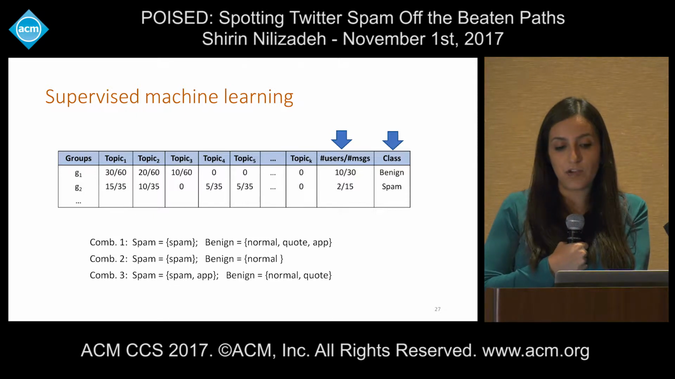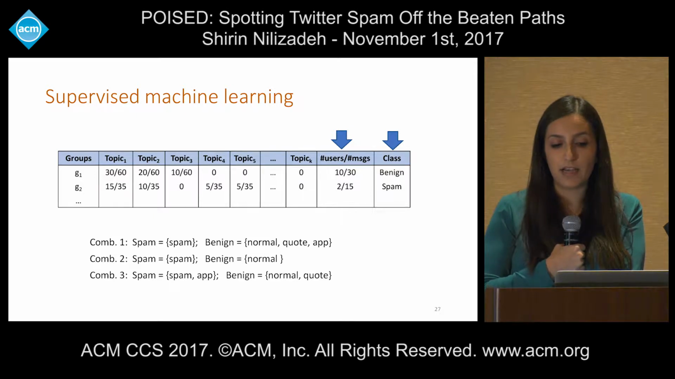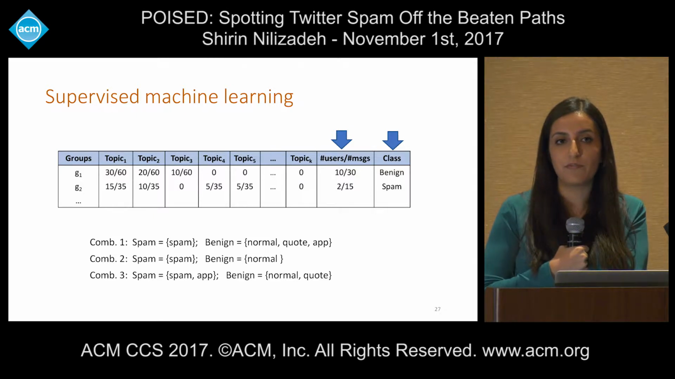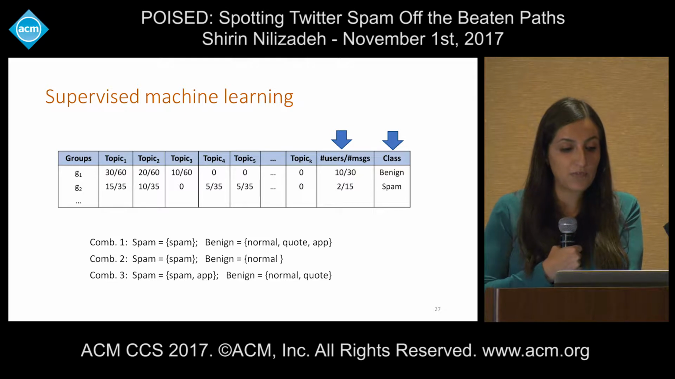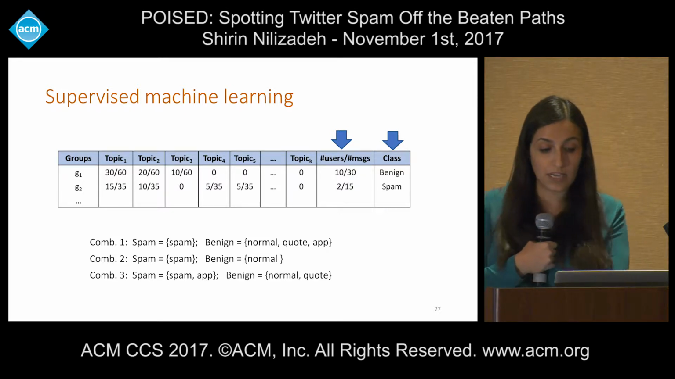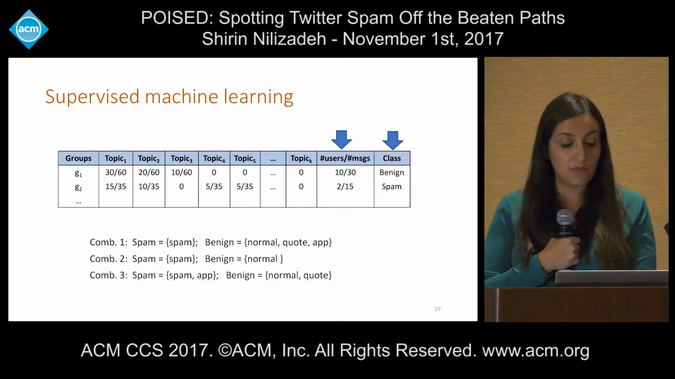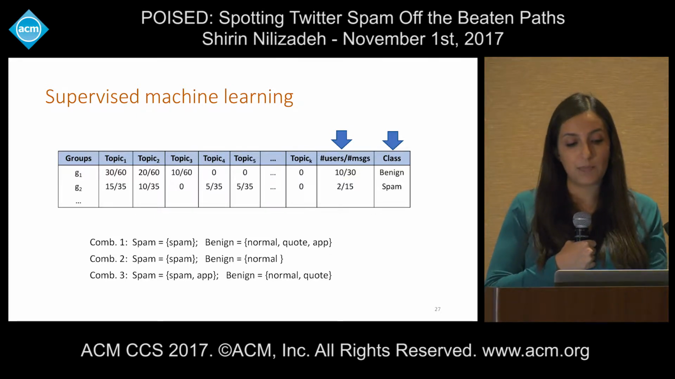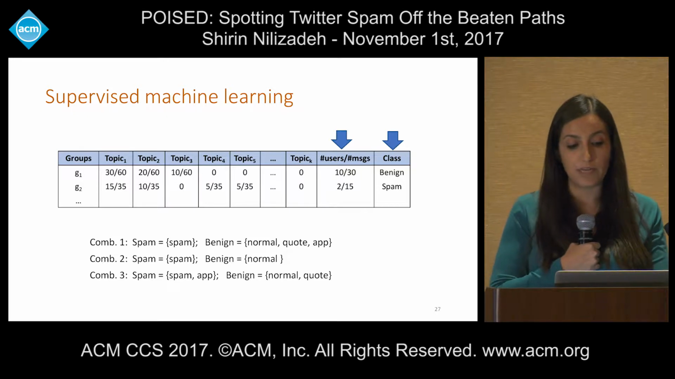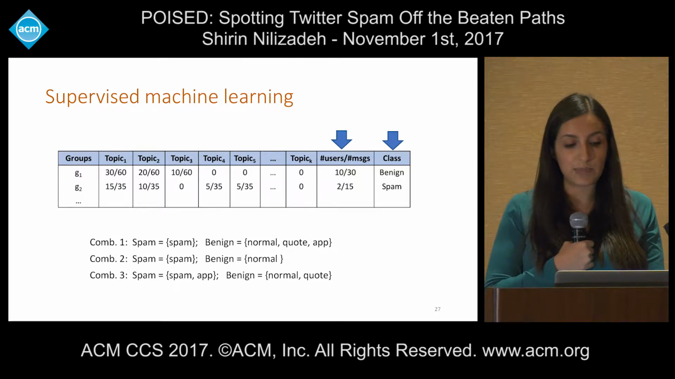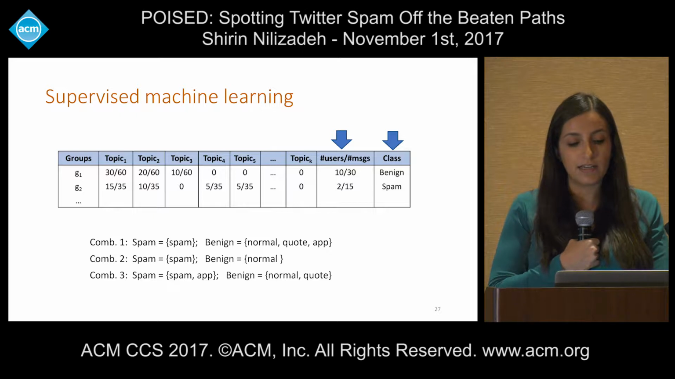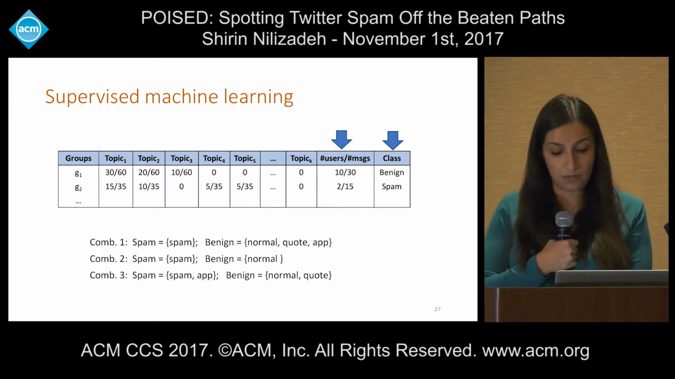And our class is defined as a binary variable. It can be benign or spam, but if you remember, when we manually labeled the groups, we had 4 categories: spam, normal, quote, and app. So we came up with 3 different combinations that make more sense. In combination 1, we put spam in spam and the other categories in benign. In combination 2, we have spam in spam and normal in benign. And in combination 3, we have spam and app in spam, and normal and quote in benign.